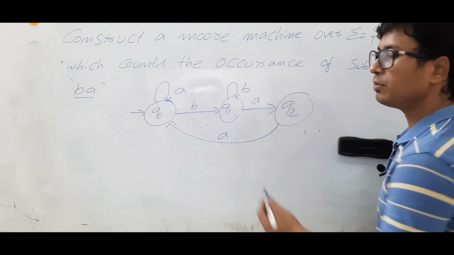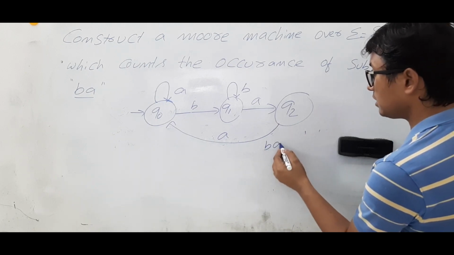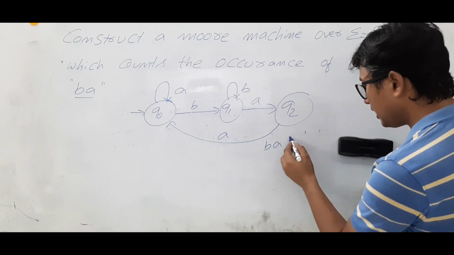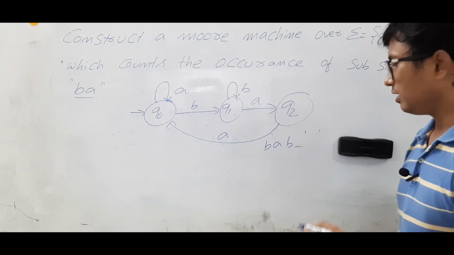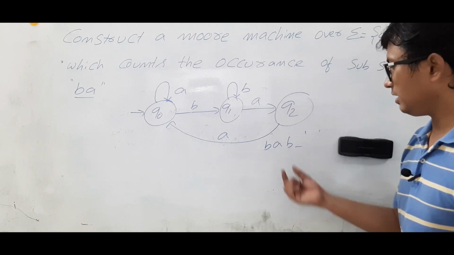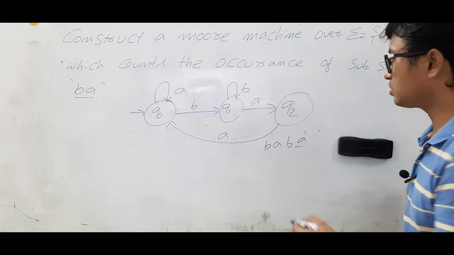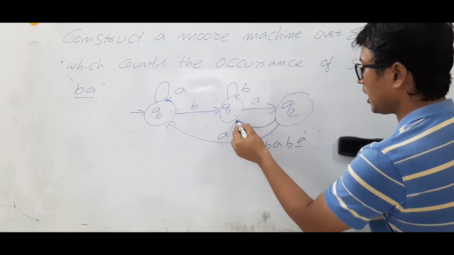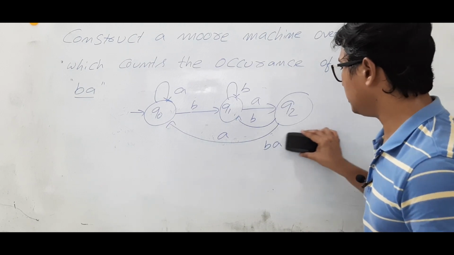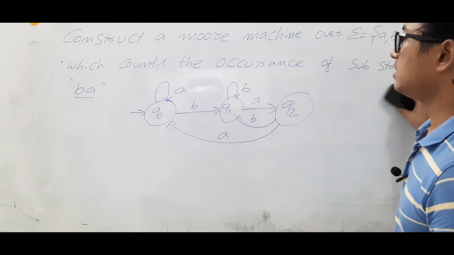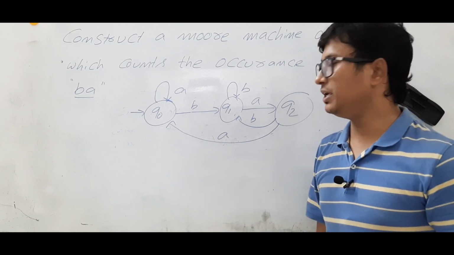Now Q2 on B, what will happen? How did I reach the state Q2? By seeing a BA string. If I get a B, then I need to just wait for an A only. If I get A here, then what can I say? The string is ending with BA. So if I get a B, I will wait for another A. That's all. So this is the DFA for strings which end with BA.